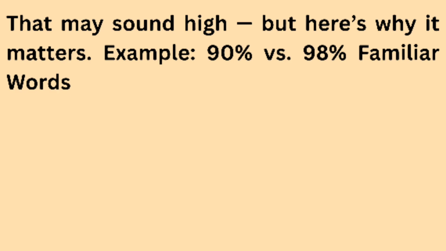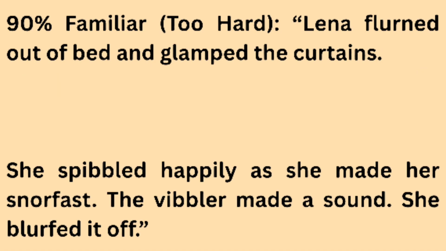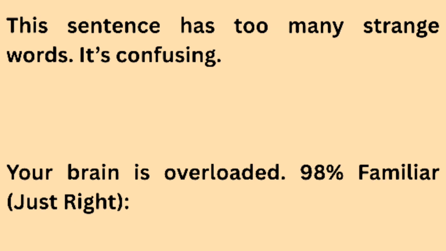Example: 90% versus 98%. Familiar words, 90%. Too hard. Lena flirted out of bed and glamped the curtains. She spibbled happily as she made her snore fast. The vibbler made a sound. She blurfed it off. This sentence has too many strange words. It's confusing. Your brain is overloaded.